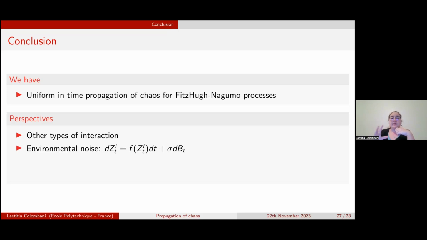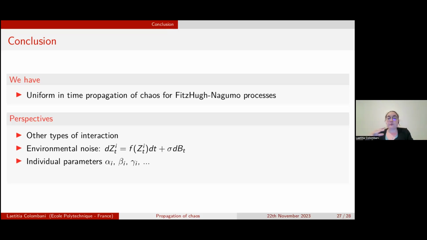I would also like to add some environmental noise. So the idea of the environmental noise is that we have some equation with a drift, but we don't have individual noise. We have a noise which is the same for all the particles. So here in the neuroscience context, it means that, for example, we are focusing on a part of the brain, but we can have some noise coming from another part of the brain or coming from the outside of the individual, of the human or animal, etc. And I would like to understand what would be the behavior of FitzHugh-Nagumo processes in this context.